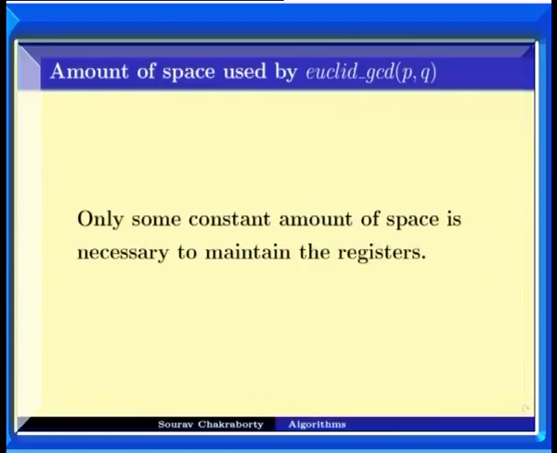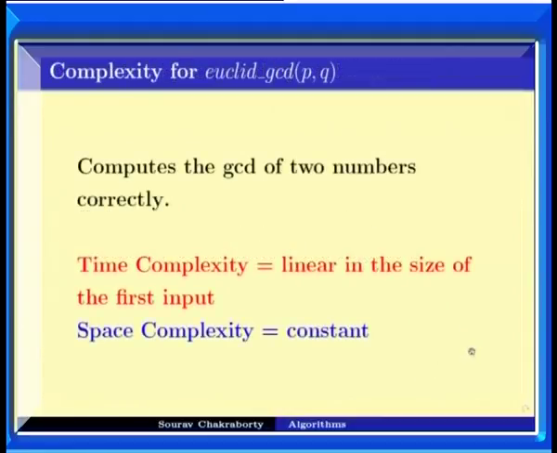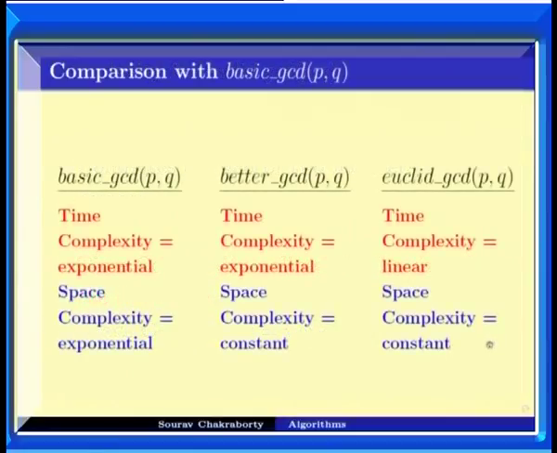What about the space complexity? The space complexity is again constant, because all we need is some registers to maintain, there is nothing else to maintain here. So we have got time complexity as linear and space complexity constant. Here are the comparisons of these 3 things. We have the time complexity, which is exponential in the case of basic, even in beta it was exponential, in the Euclid we have gone to linear. And the space complexity went from exponential to constant when we jumped from basic to the beta algorithm, and for Euclid it is still constant. So Euclid is significantly better than both of the other 2.